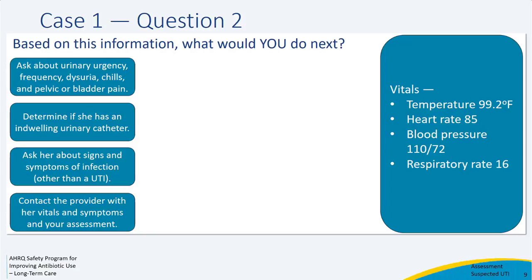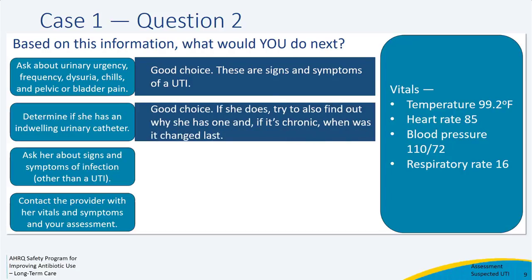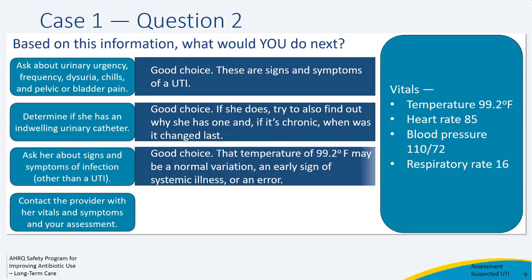Would you ask about urinary urgency, frequency, dysuria, chills, and pelvic or bladder pain? If so, that's a great choice because these are all signs and symptoms that suggest a UTI. Would you determine if she has an indwelling urinary catheter? Also a good choice. If she does, try to find out why she has one and, if it's chronic, when it was changed last. Would you ask her about signs and symptoms of infection other than a UTI? Good choice.